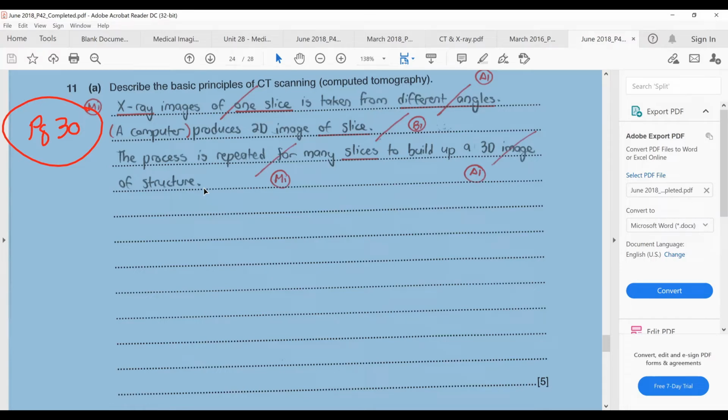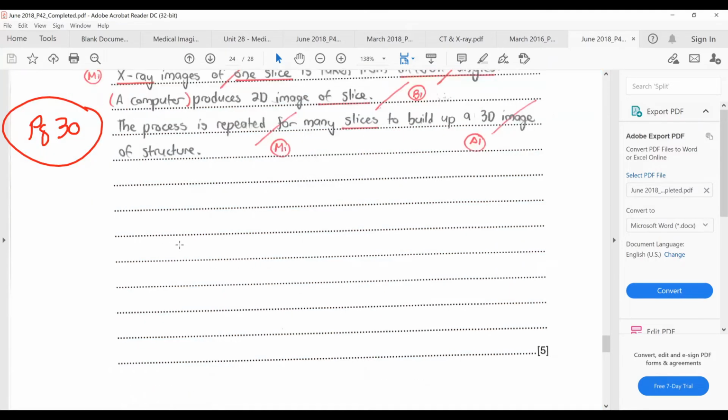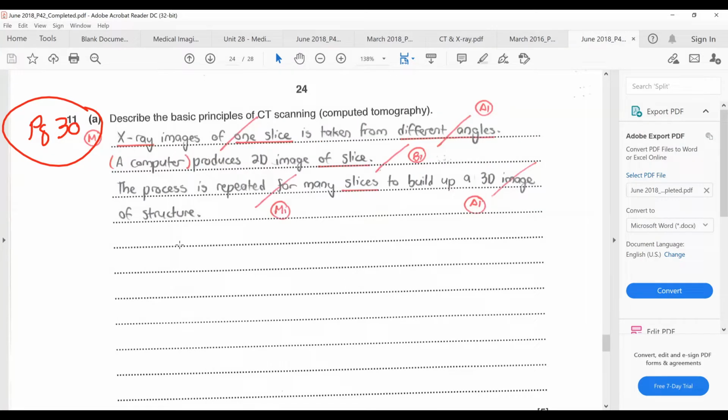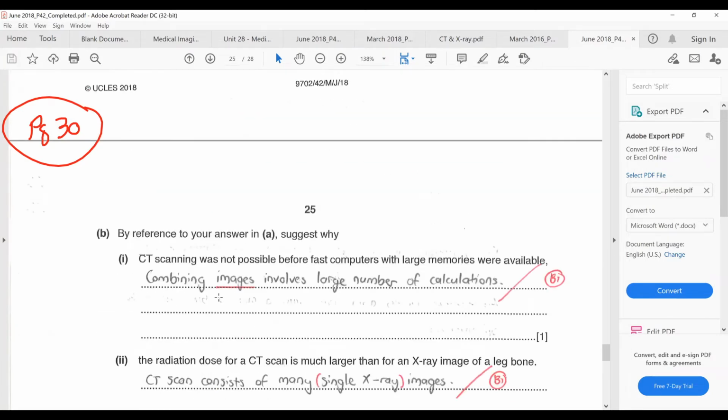Okay. Then after that, if you're fine with that, you can just have a look at the next part first. The one below your current question. Okay, so I assume this one is okay. Then I just move on a little to the bottom. Okay, if you look at the other part of the questions, they tell you, with reference to your answer in A, suggest why CT scanning wasn't possible before fast computers with large memories were available. Why is it that before you had computers, you cannot do CT scanning?